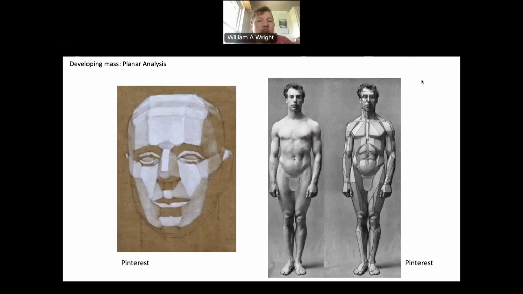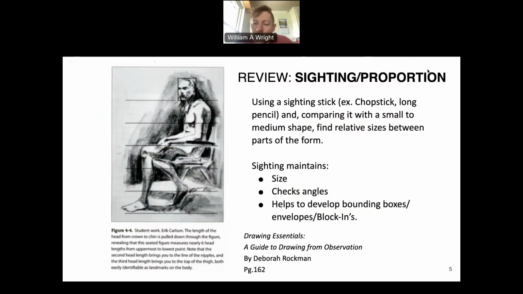Anyway, okay. So beyond value and mass, I also want to talk again about sighting and proportion. This is basically just reviewing the fact that, remember, you can use tools like sticks, sighting sticks, pencils, whatever, to make measurements. Typically when we sight, we find things like a head or a foot or a hand. A lot of times it's cliche to use a head as the measurement, but you don't have to do that. If the head is not prominent enough or it's foreshortened, it's way back there, and the foot is more apt, you can use the foot.